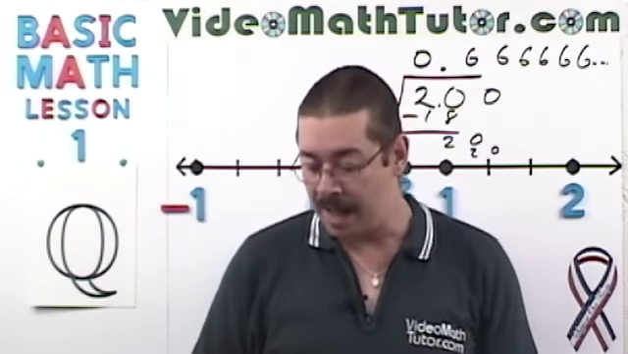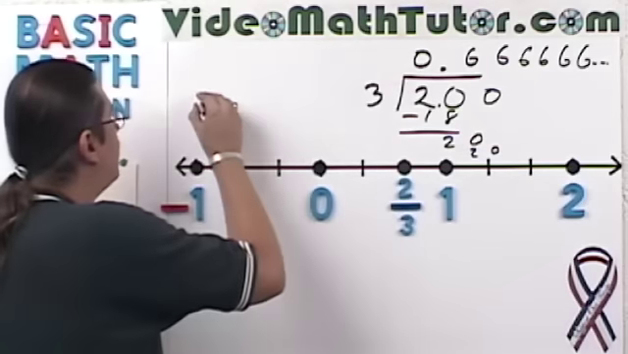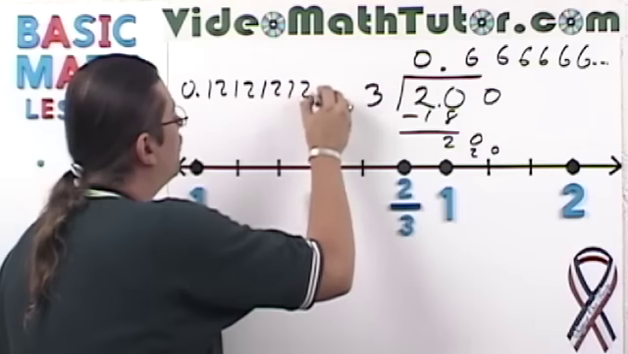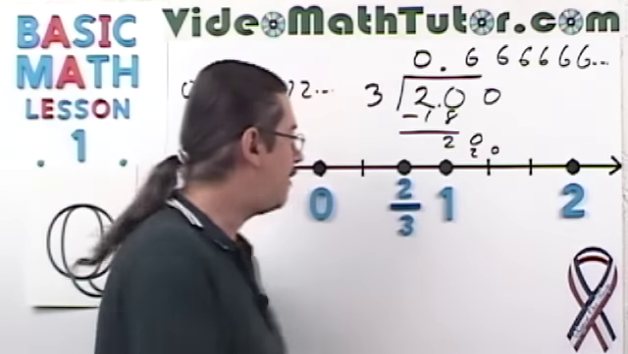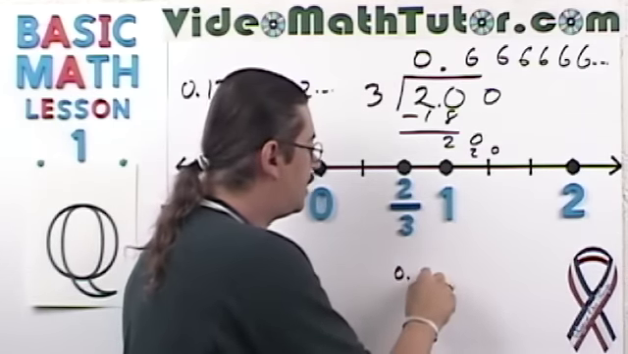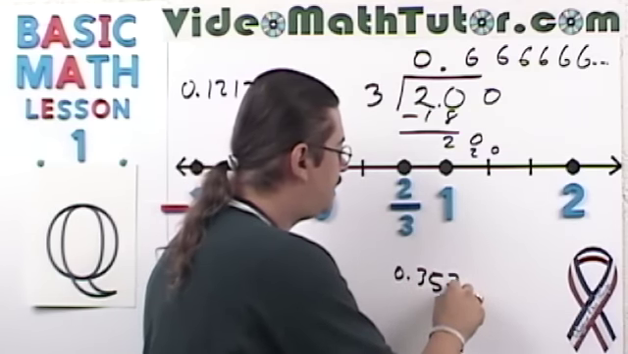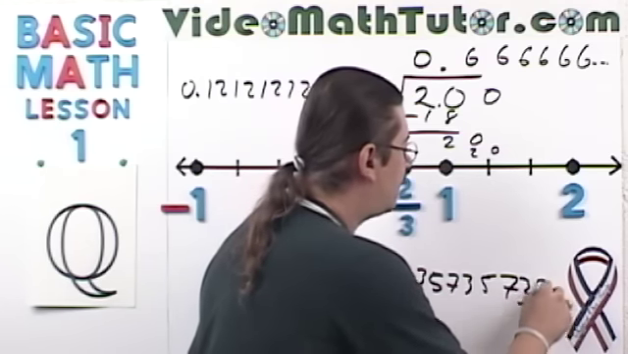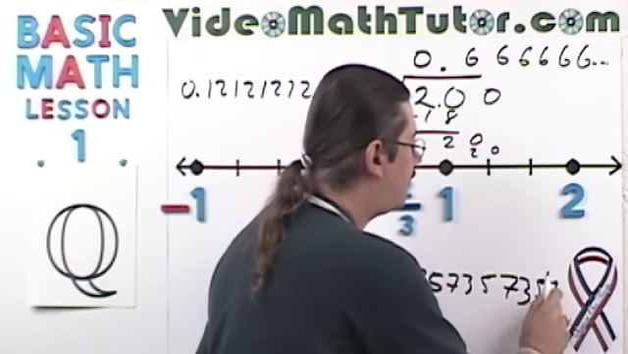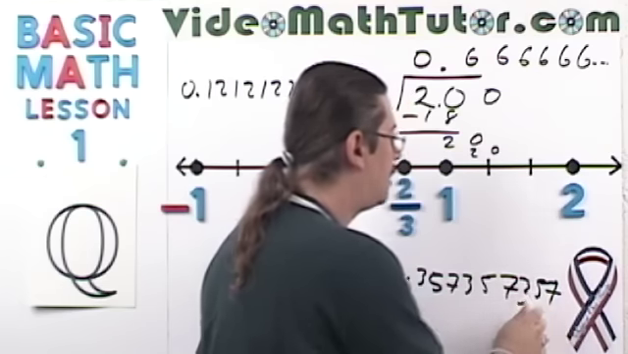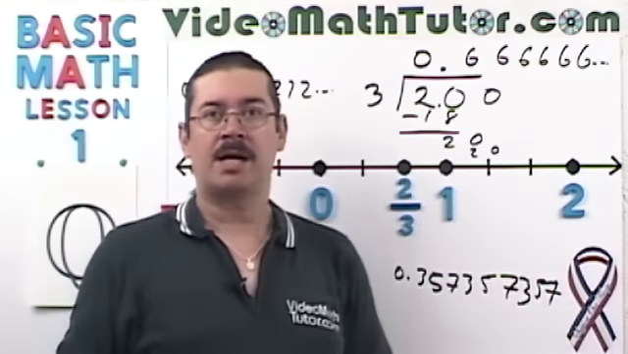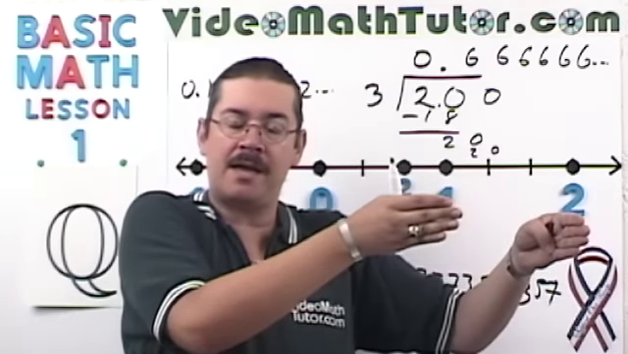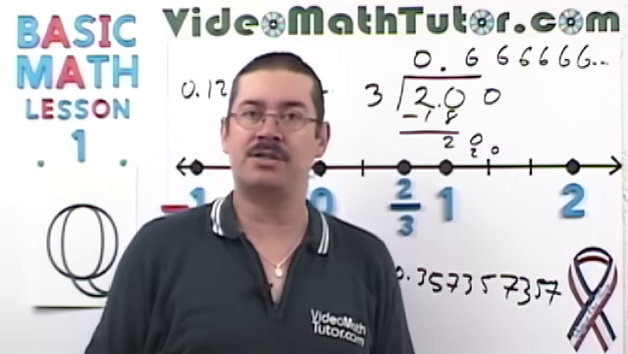Well, no. I can have another number, for example, 0.12, 1212 forever. Or I can have, let's say, 0.357, 357, 357 forever. Okay? As long as it's a set number of repeating digits along the way, that's actually a rational number.